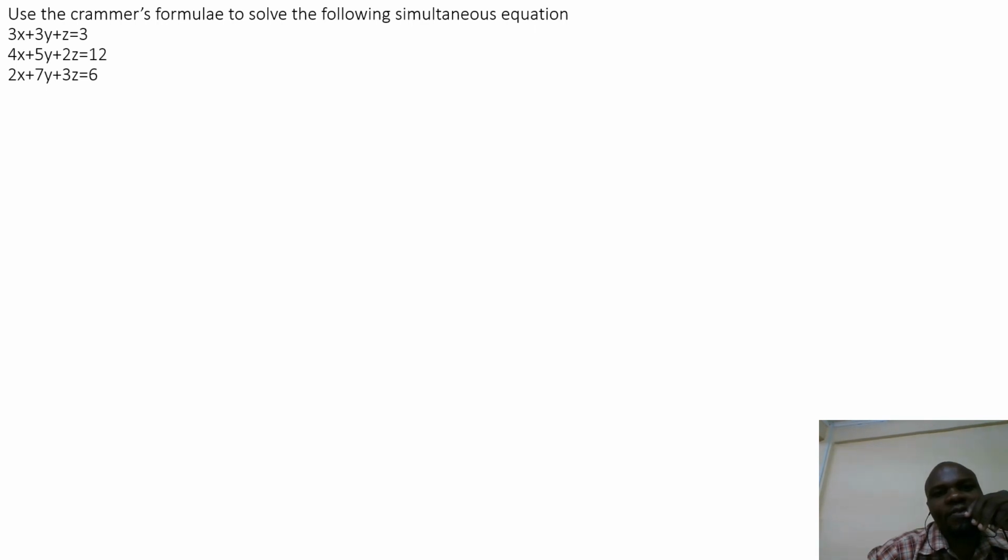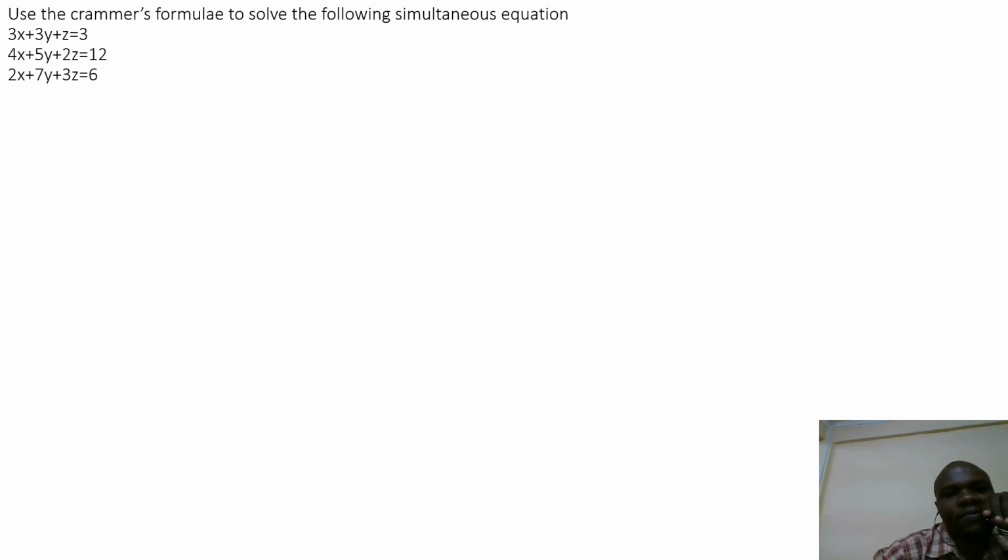In today's class, we are going to discuss how we can solve simultaneous equations using Cramer's rule. With me, I have an example here, which we have 3x plus 3y plus z is equal to 3, and 4x plus 5y plus 2z is equal to 12, and then 2x plus 7y plus 3z is equal to 6.